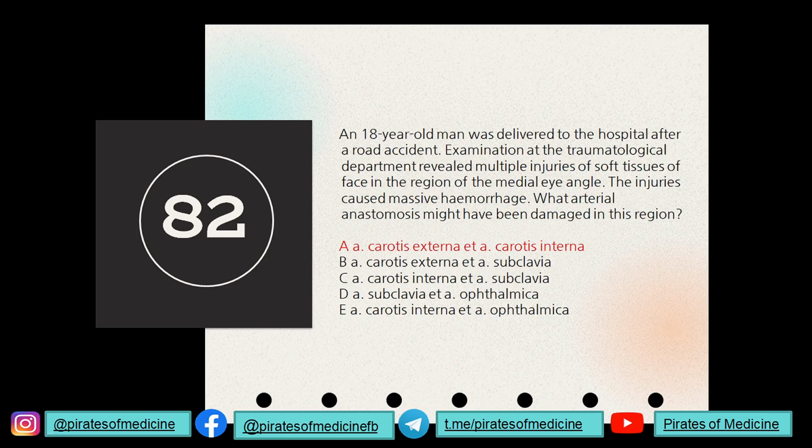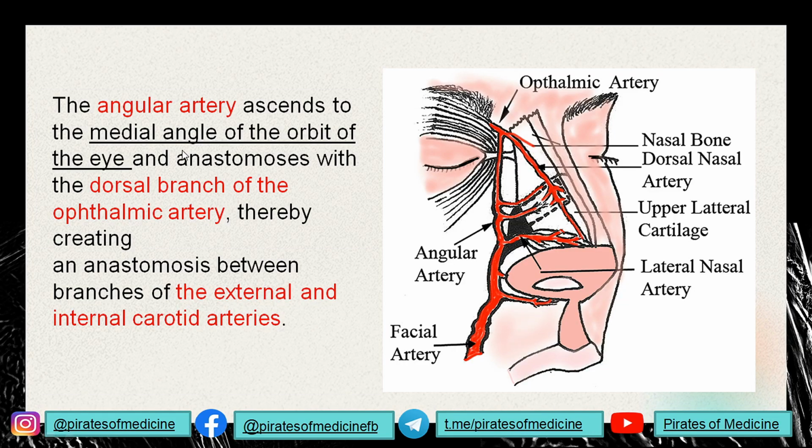82nd question is that an 18-year-old man was delivered to the hospital after a road accident. Examination at the traumatological department revealed multiple injuries of the soft tissues of the face in the region of the medial eye angle. The injuries caused massive hemorrhage. What arterial anastomosis might have been damaged in this region? So in the region of the medial eye angle, there is an anastomosis of two special structures.